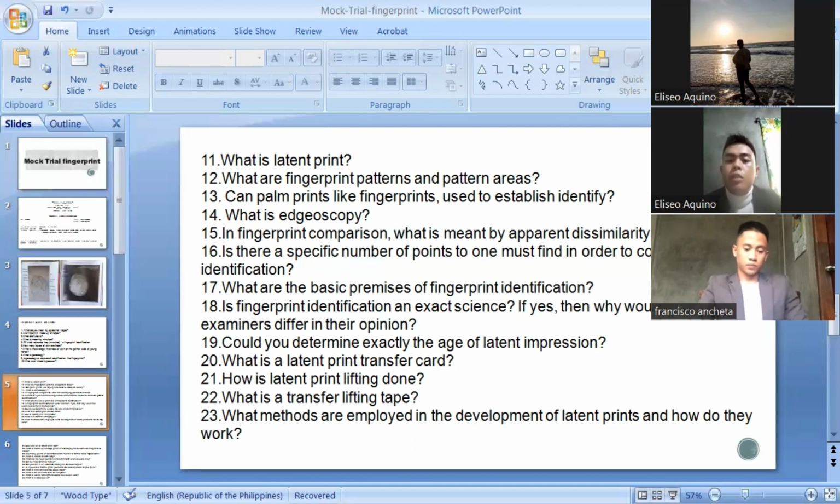Can a fingerprint be forged? Definitely no. A fingerprint is absolute and cannot be forged because it is positive and conclusive.